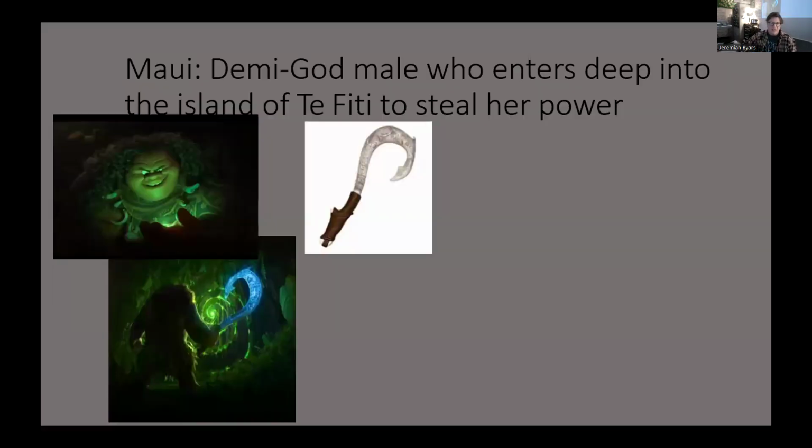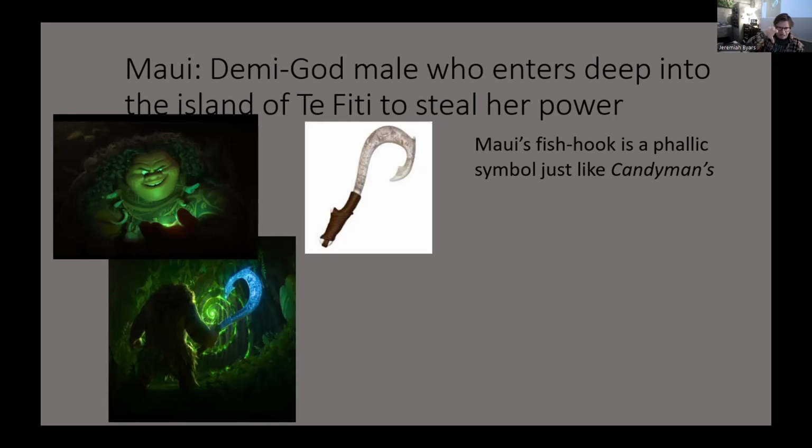And then we have Maui. Maui, the demigod male who enters deep into the island of Te Fiti to steal her power. Maui is interesting. He represents men, but he's not all bad. He's introduced clearly as a villain in the beginning because look at the way he looks. This is not positive imagery, but then eventually he becomes positive. So he's very much of the complex nature of men. Maui's fish hook is a phallic symbol. Phallic means male body part. That is his junk right there.